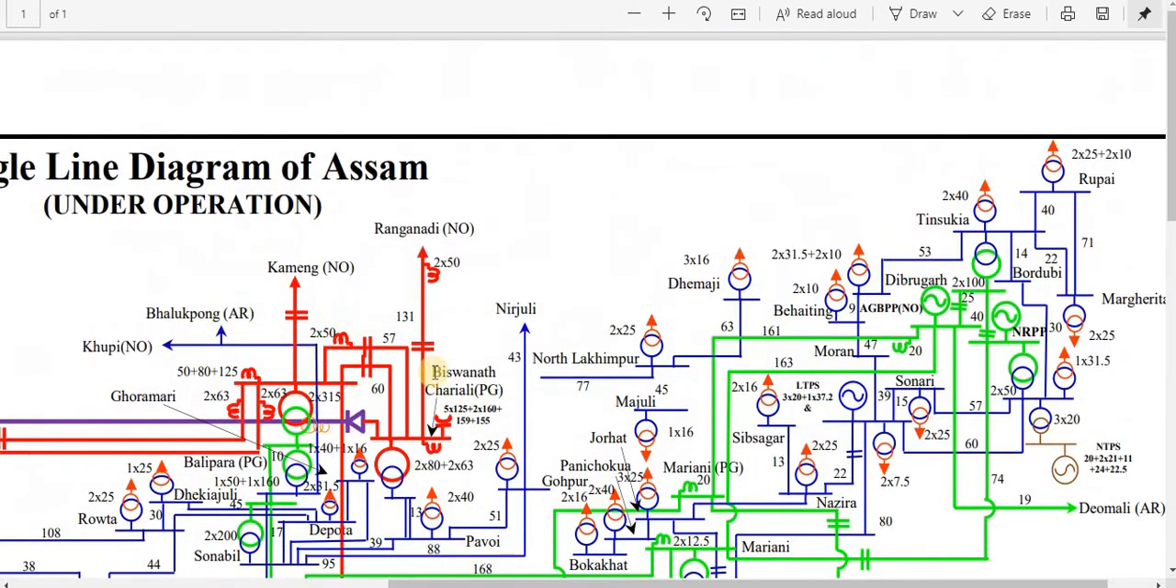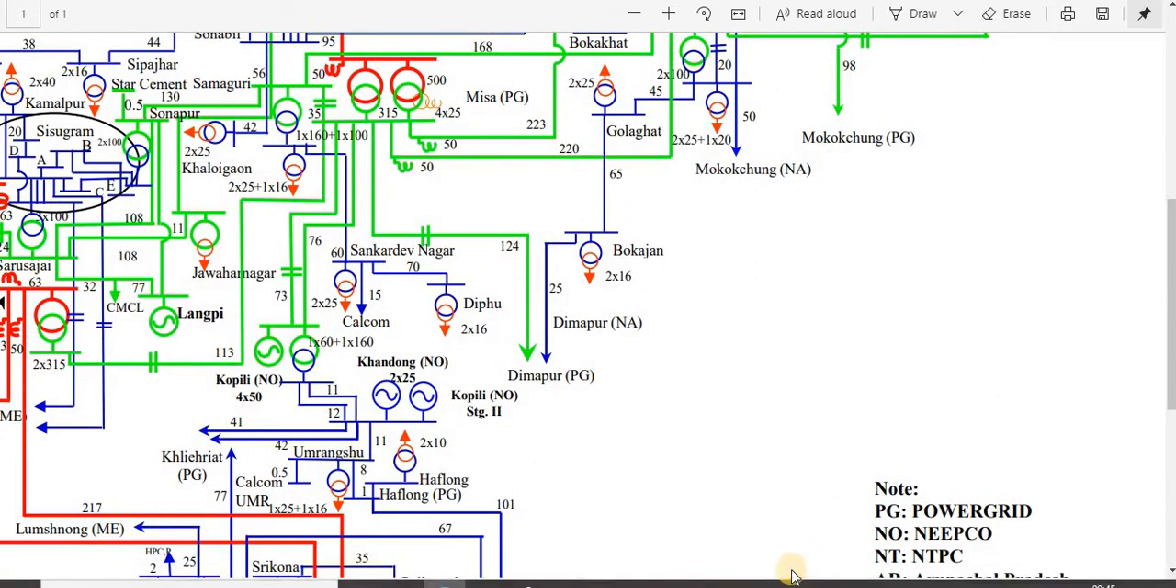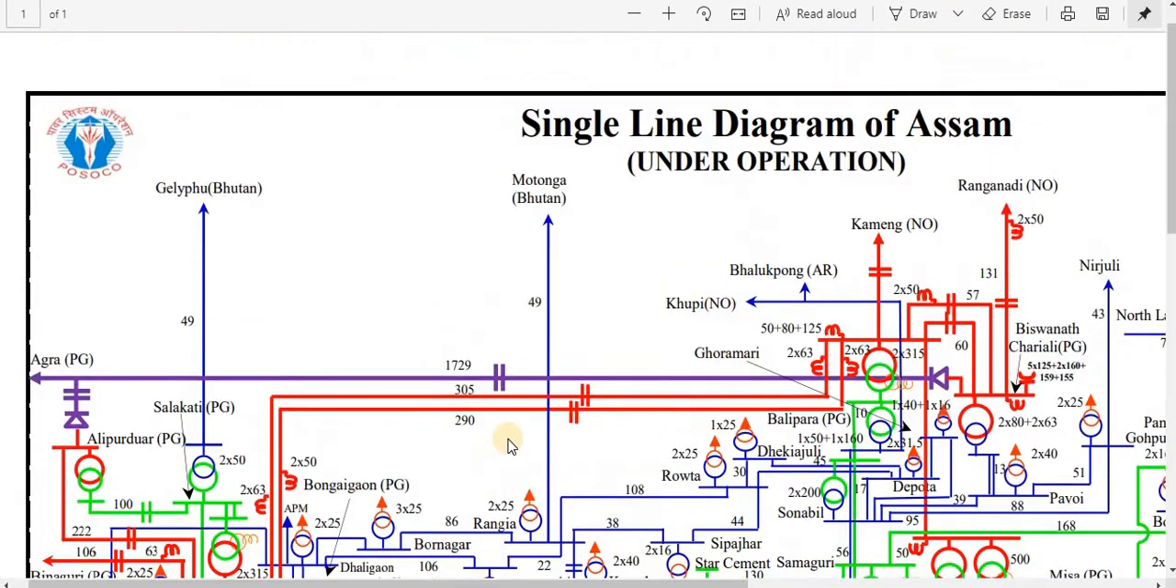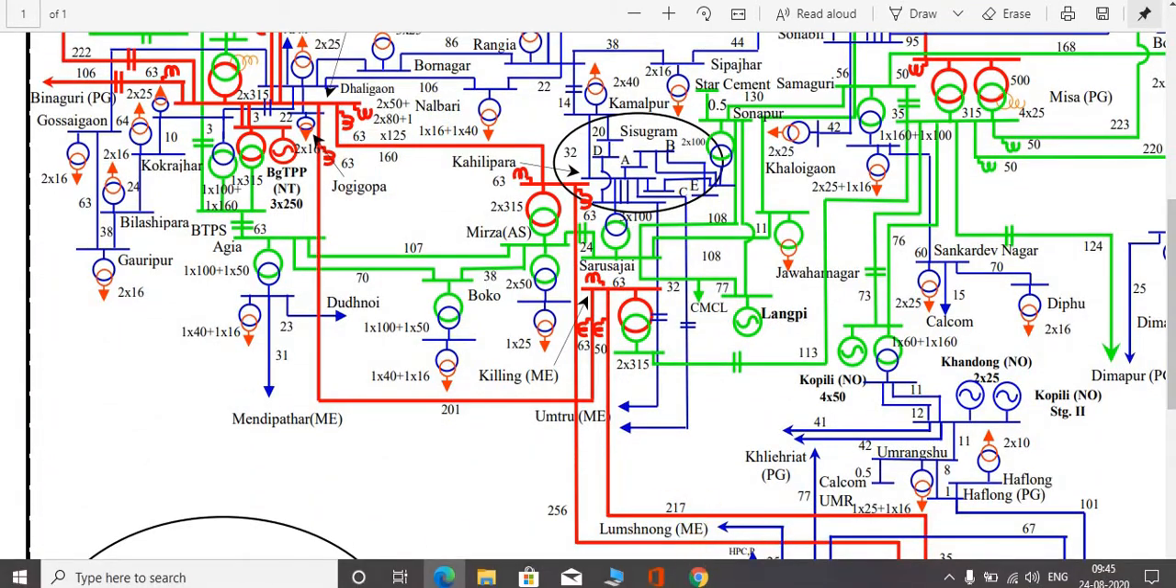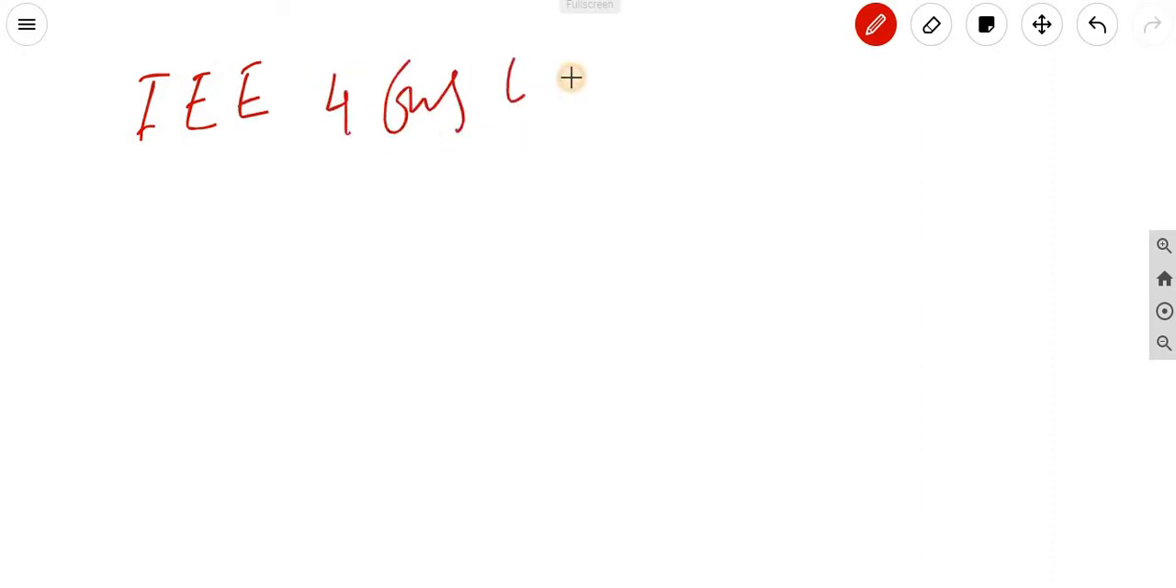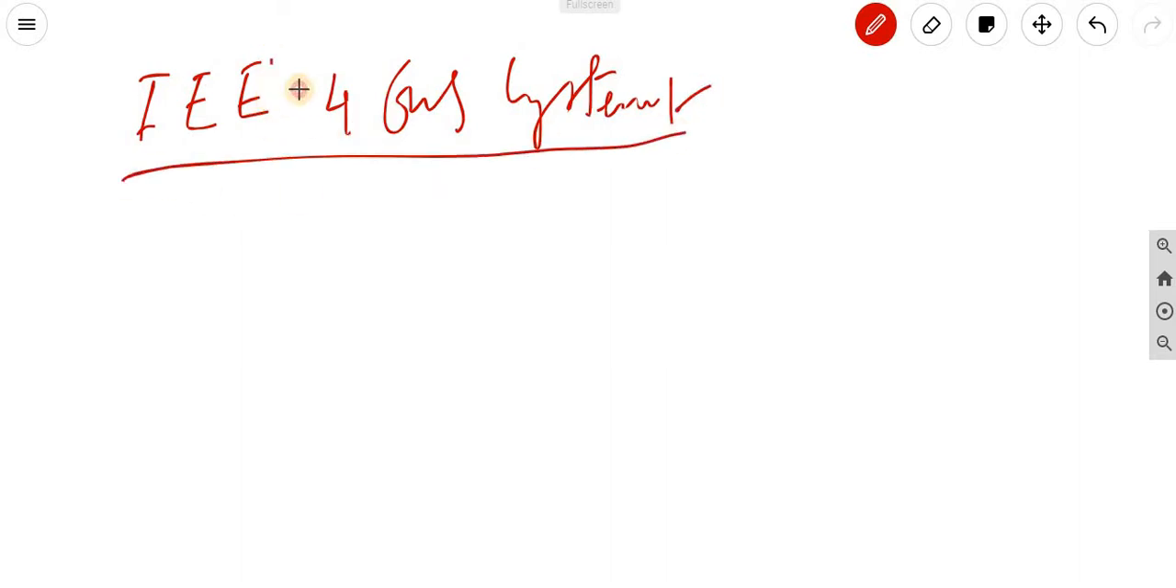In such a case, what could we do? We can take a simple network for presentation purposes. Suppose we take an IEEE 4 bus system. What is the meaning of this IEEE 4 bus system? This system is already operating, and it is a standard one.